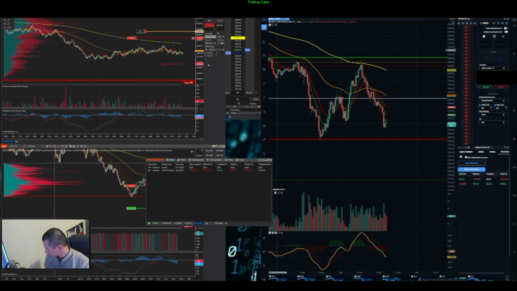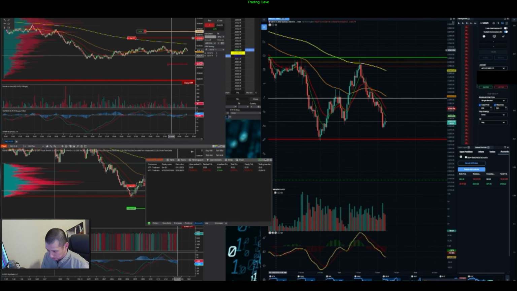Stormlord in the chat says, sometimes I get the feeling that Nick and Matt know what price will do. My trade either hits TP or I get stopped immediately. Well, we don't know. We just follow our system and we know what the stats are around that.